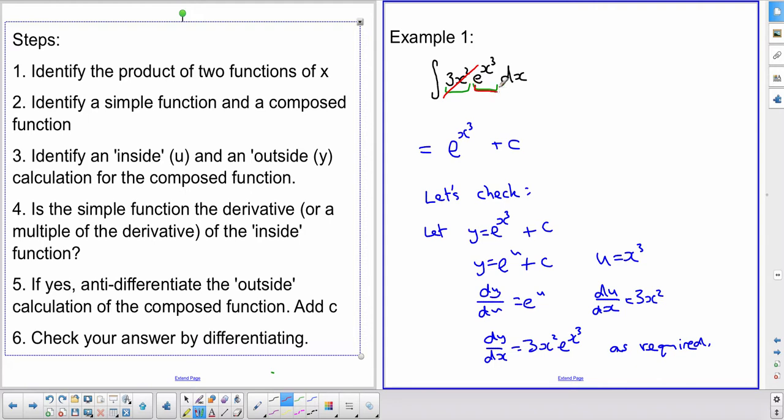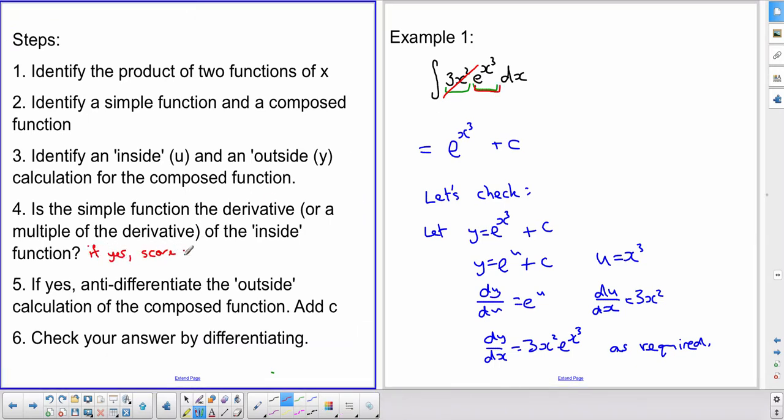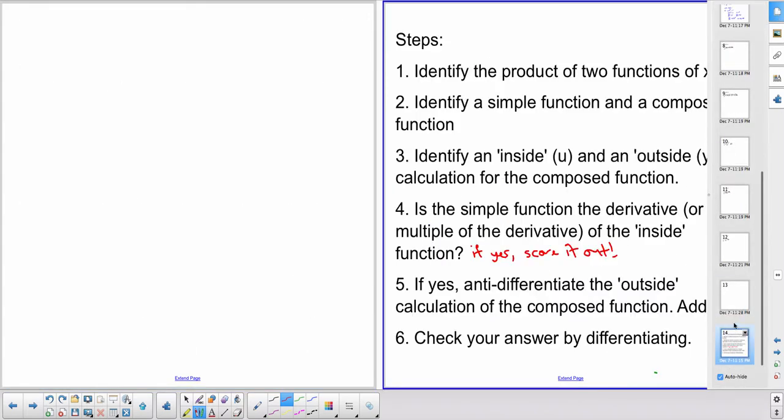Okay, so one way we can think of that is by dividing by the 3x squared. To do that, we can score it out. Let's take another example.